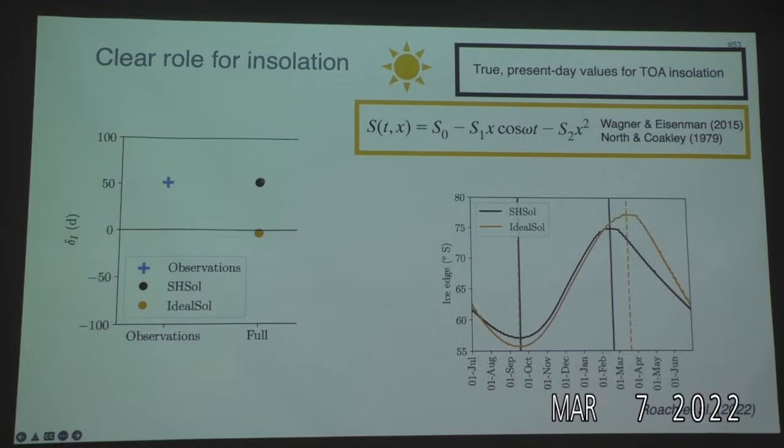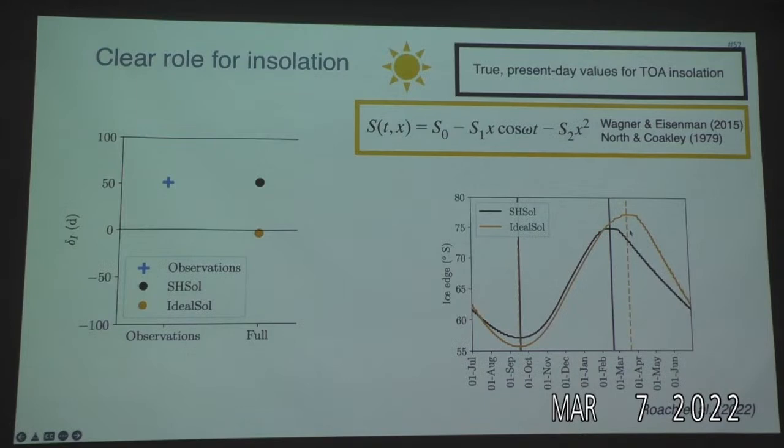And then this figure just shows the seasonal cycle of the ice edge in the model, with the black being the true insolation and the yellow the idealized insolation. And you can see that the switch between these two types of insolation has a huge impact on the timing of the minimum sea ice.